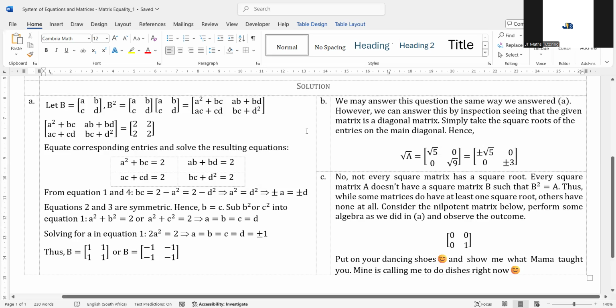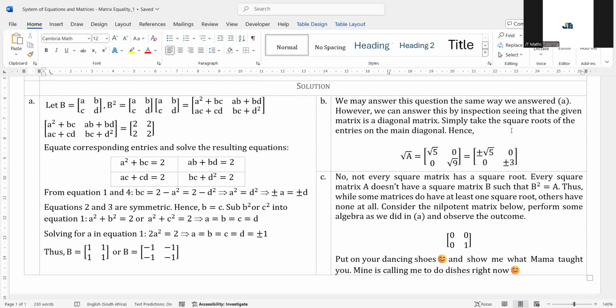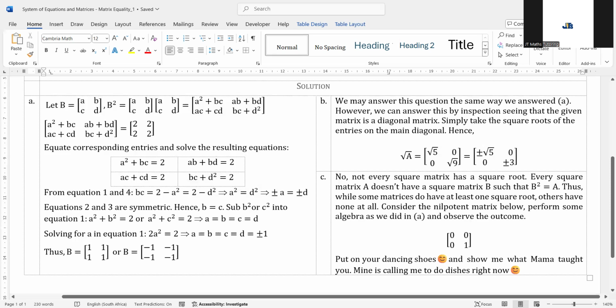All right, beautiful. Then they asked us this. I can actually solve this the same way I have done in part a. But I have just tried to introduce something new, though you have not learned that one yet. For those who are aware of matrices, you can tell that to get the square root of a diagonal matrix, all you simply do is take the square roots of the entries on the main diagonal. So this is what is going to give us the four square roots.